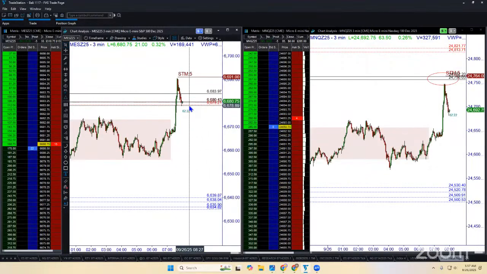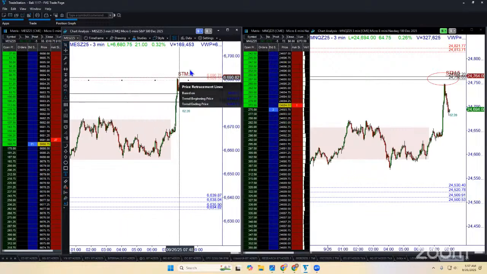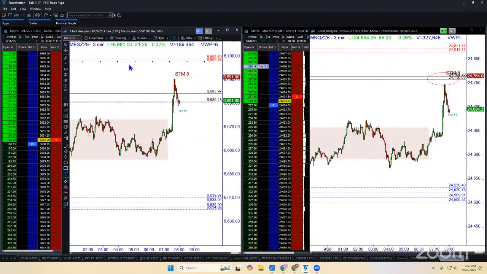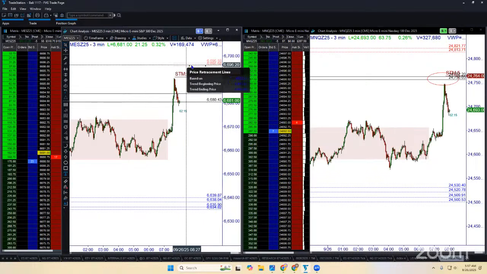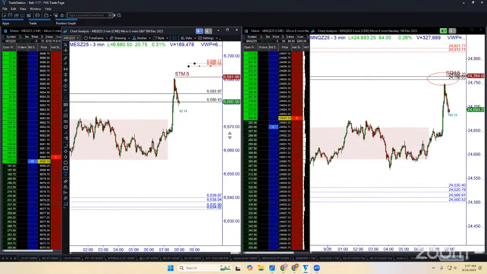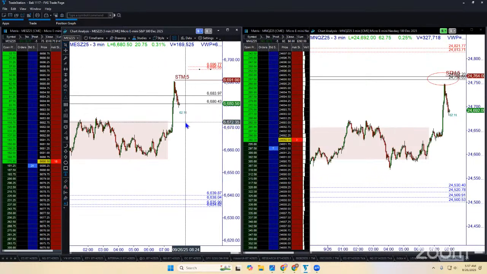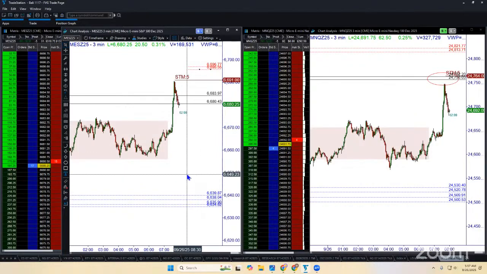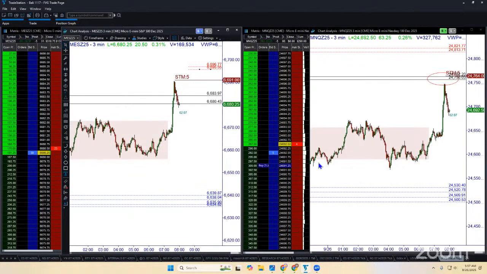Strange reaction on the report that came out. Kind of looks like it did a liquidity sweep to the upside. So I'm still looking for a V-shaped reversal. We'll talk about that in a few minutes.